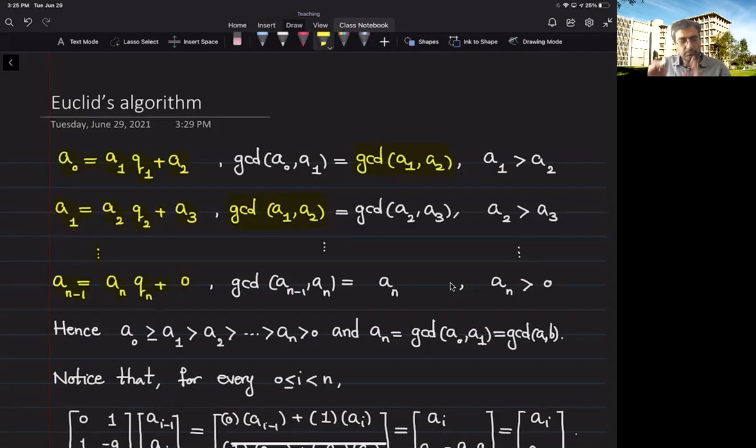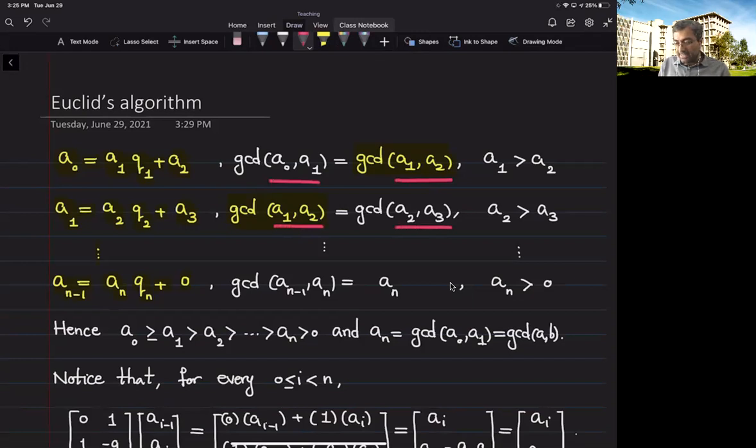Okay, now what do we know? We have discussed that the GCD doesn't change. Look at the GCD of a sub 0 and a sub 1. You see, a sub 0 is the same as a sub 2 mod a sub 1. By the lemma, we deduce that the GCD of a sub 0 and a sub 1 is the same as the GCD of a sub 1 and a sub 2. By the same argument, the GCD of a sub 1 and a sub 2 is the same as the GCD of a sub 2 and a sub 3, and so on.